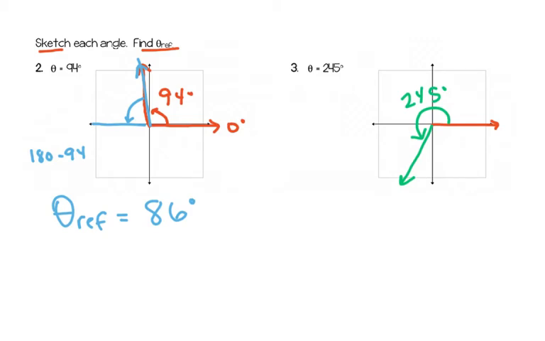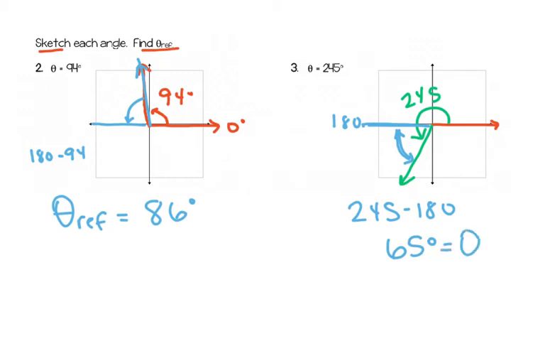Okay, now as far as my reference angle goes, it's not going to be that because that would be obtuse. It's going to be this angle right here. So what angle does that make with my x-axis? I've got from here to here. This was 180 degrees. So I need to find from 180, how many degrees did it go to get to 245? So I'm going to say 245 minus 180. And so I get that 65 degrees is going to be my reference angle.